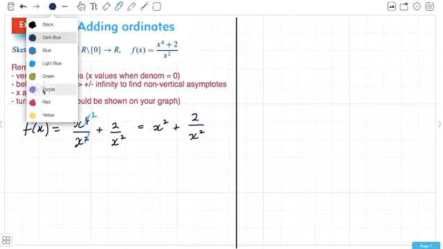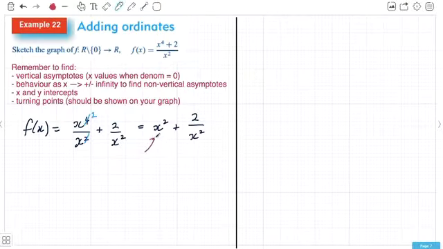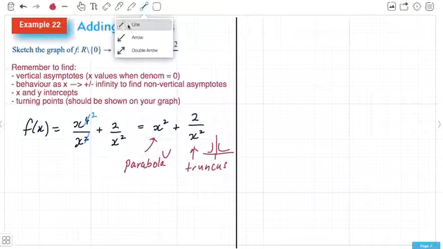Now we know the types of graphs here. This is your good old parabola. This one is the truncus and looks like the trunk of a tree, like that. Okay, and this has got that shape. So we know the basic shapes here. So our goal now is to try and find, as before, your asymptotes, vertical asymptotes and non-vertical asymptotes, intercepts and turning points.